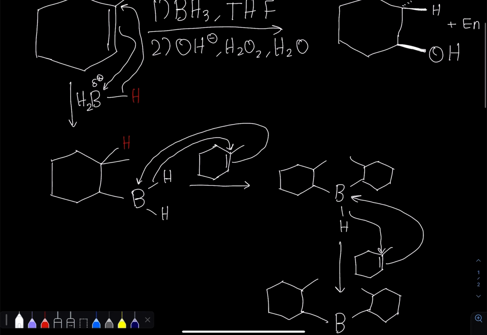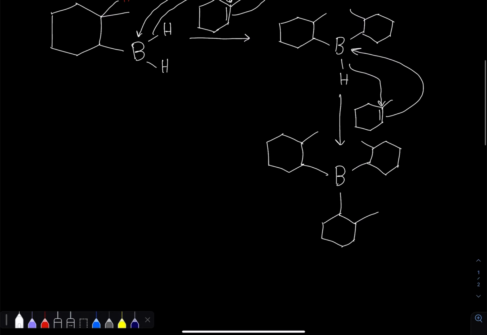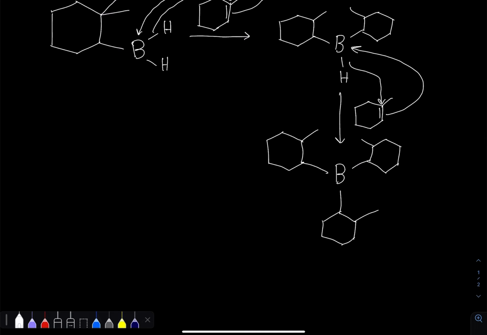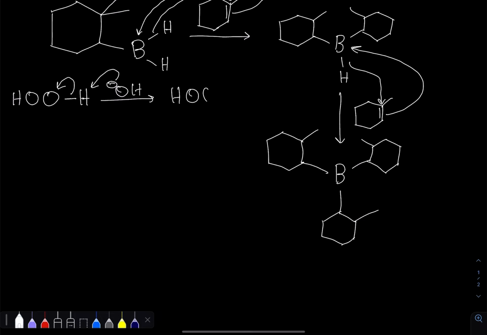Now notice that in this solution we have hydroxide ions and we have hydrogen peroxide. So independently these are going to react with each other. Hydrogen peroxide can be written like this. You can show the oxygen-hydrogen bond. If that reacts with hydroxide, hydroxide is a strong base, so it will take the hydrogen and then the electrons will go to the oxygen. So we get a situation where we have HOO minus.